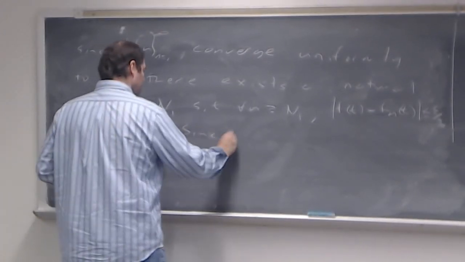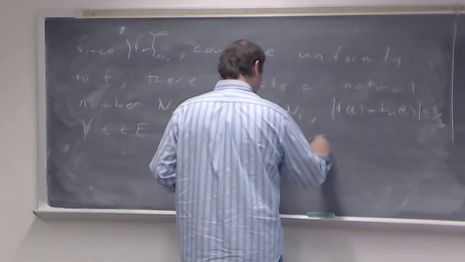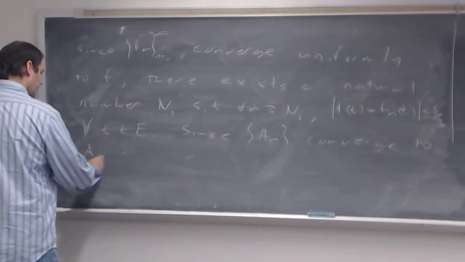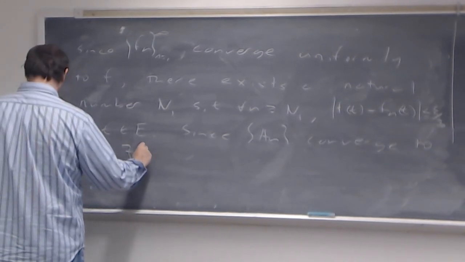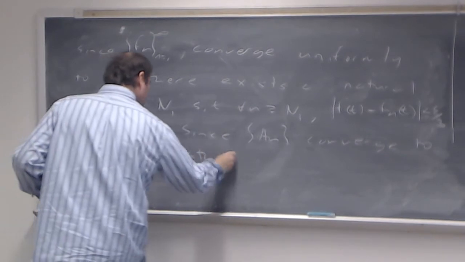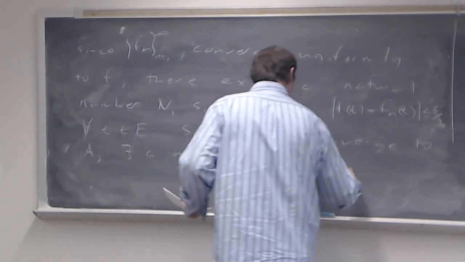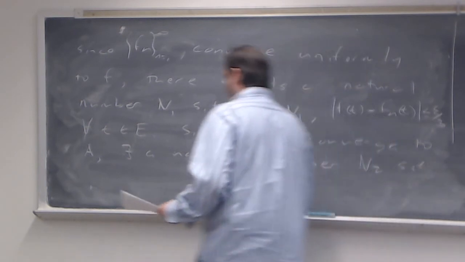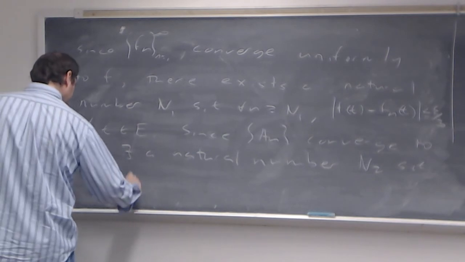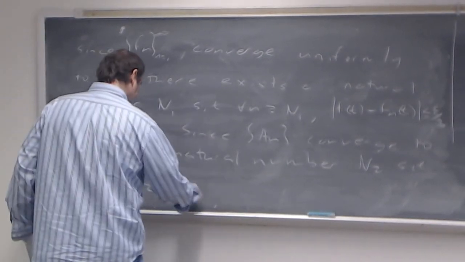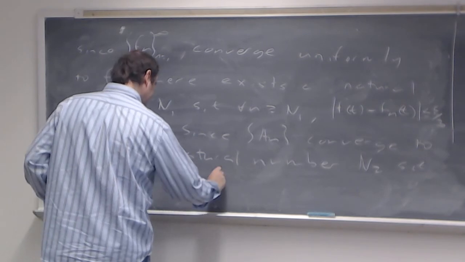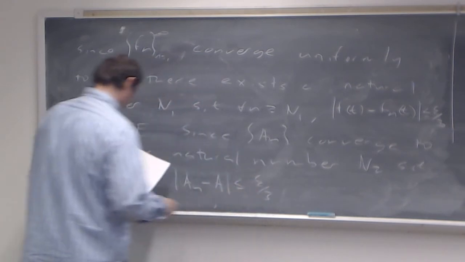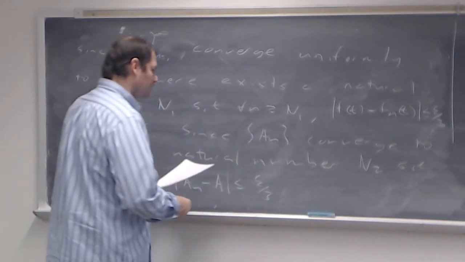Since the sequence of a sub n's converges to A, there exists a natural number, we call it N sub 2, such that for all n bigger than N sub 2, the absolute value of a sub n minus A will be less than epsilon over 3. Okay? That's what we have.